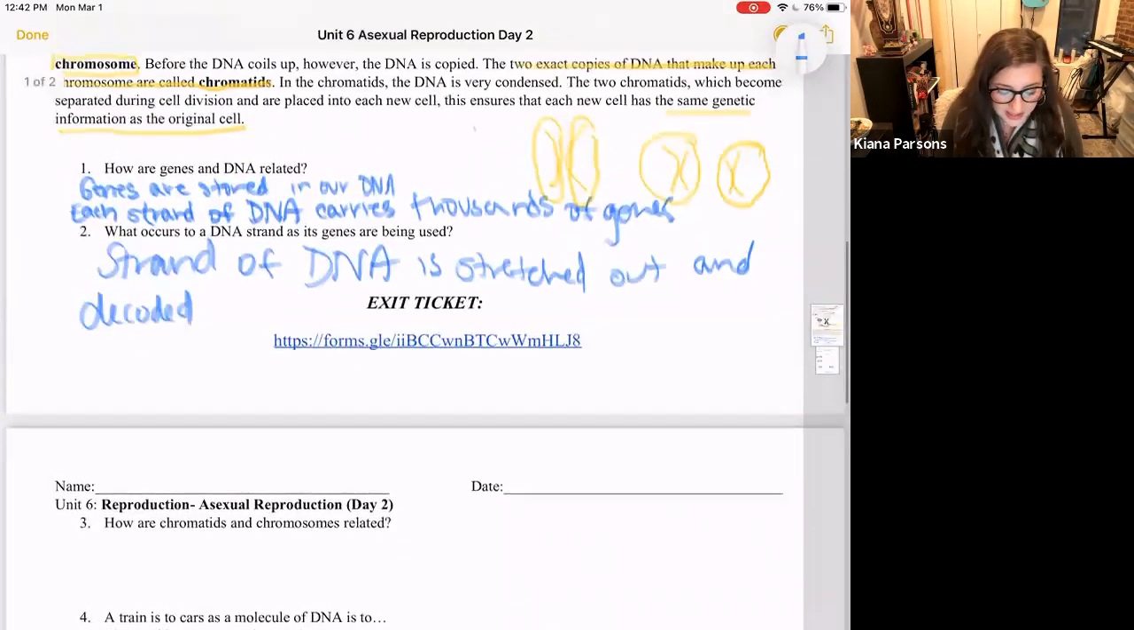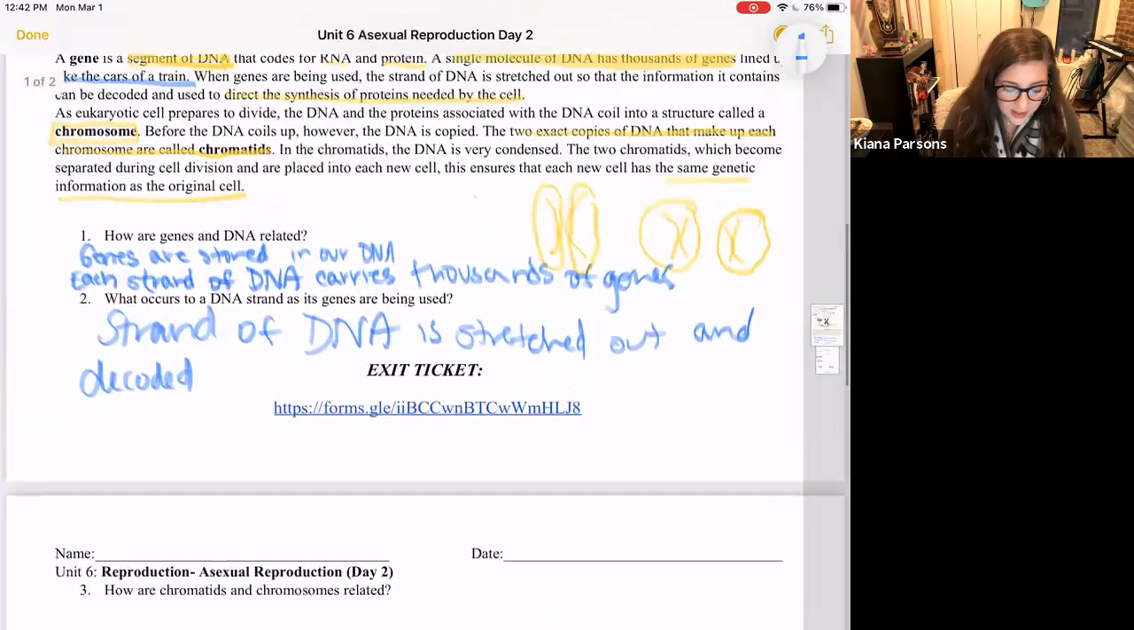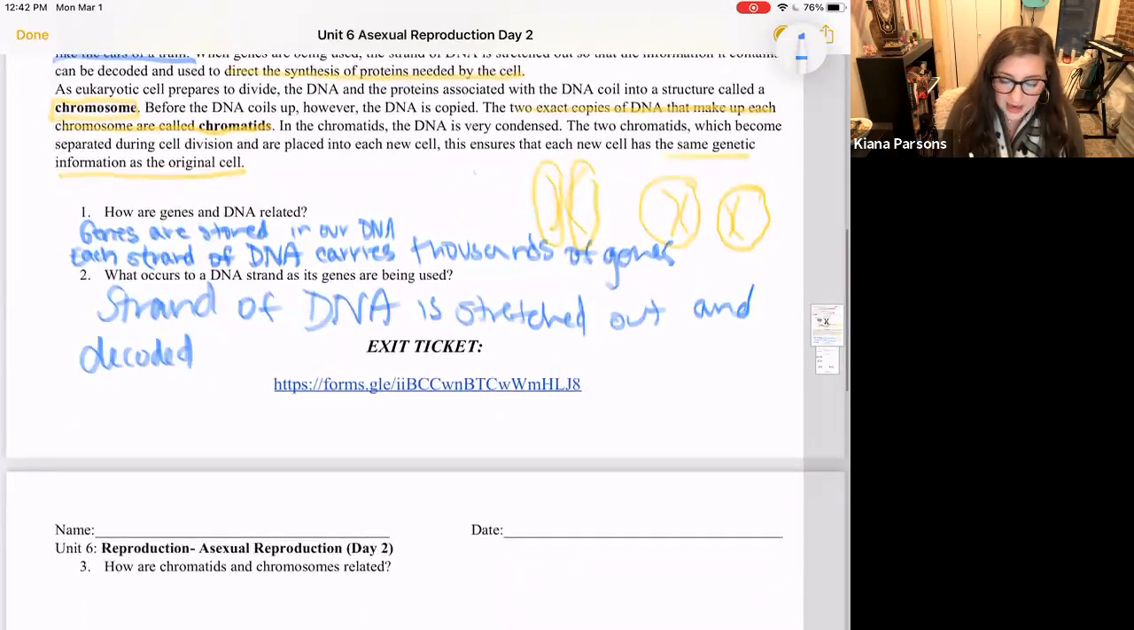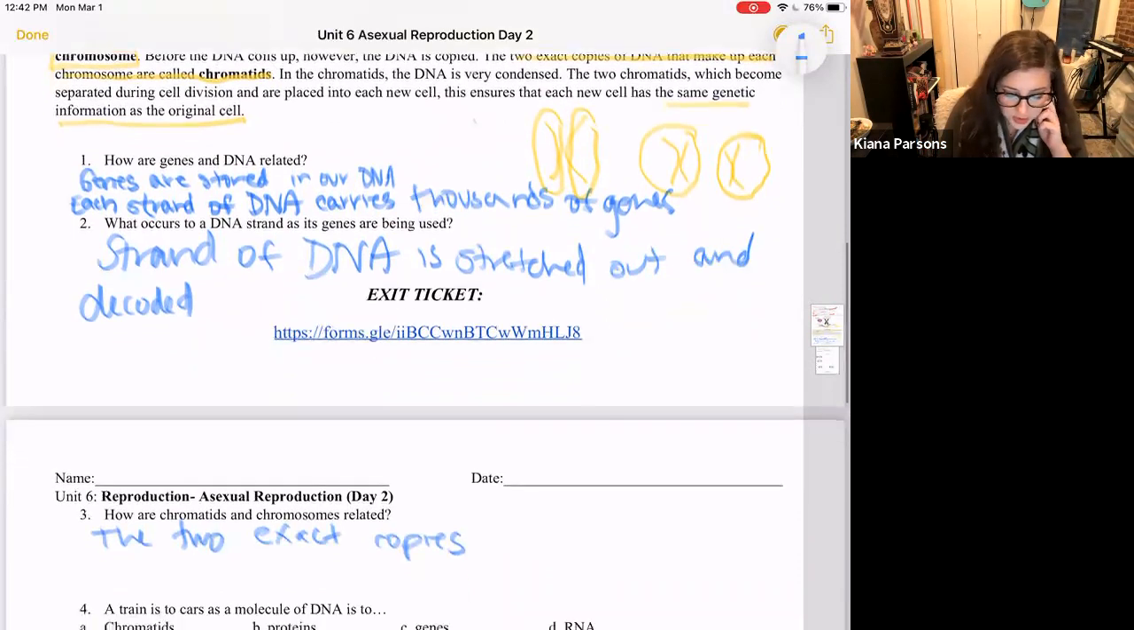How are chromatids and chromosomes related? And again, we're getting these answers right directly from this text that we just read. But the two exact copies of DNA that make up each chromosome are called chromatids.